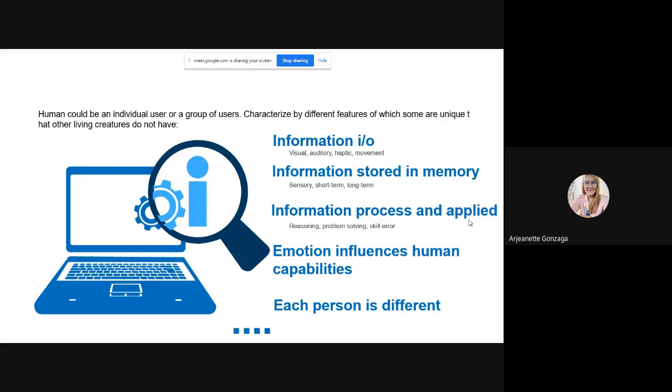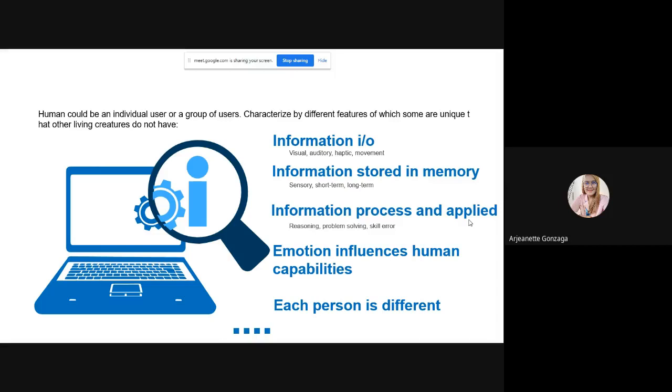Ano po ba yung mga input output devices? Keyboard po. Yes, very good. Keyboard, monitor, mouse, speaker. Yan po yung ating mga input-output devices. Next, information stored in memory.